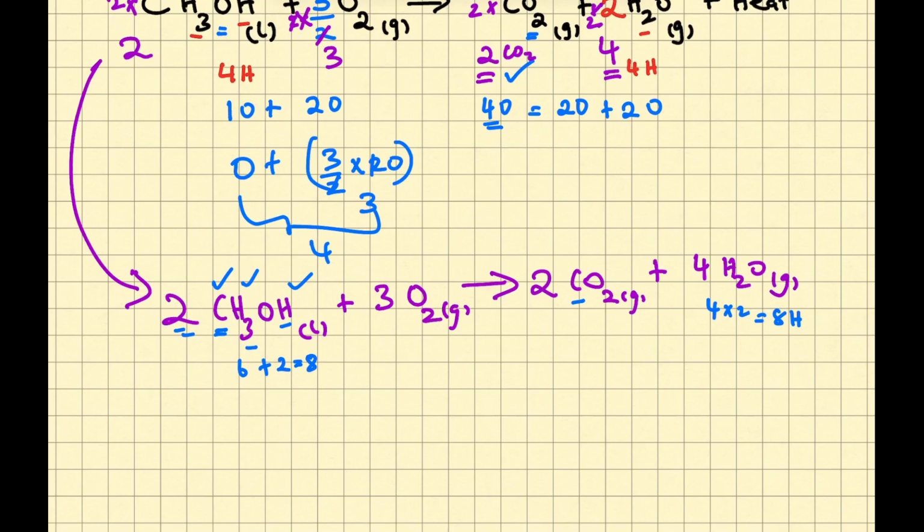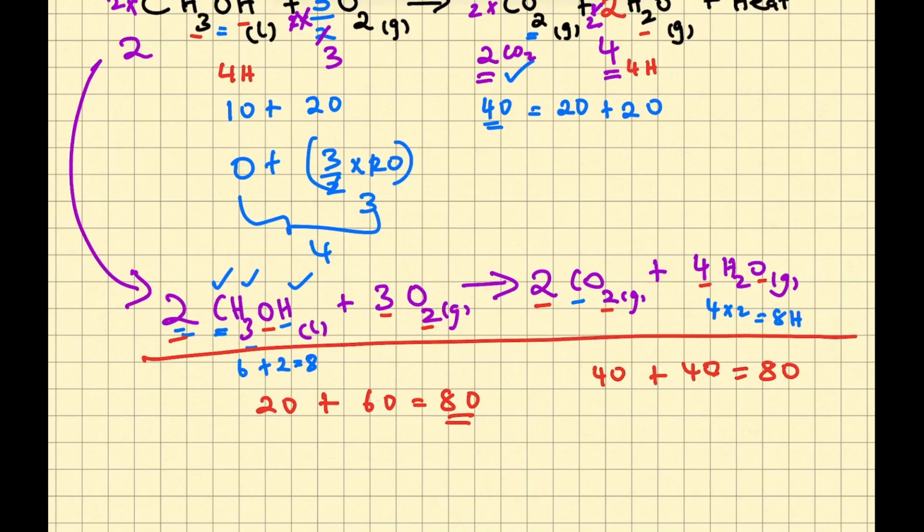The last thing now is oxygen. Here we have 2 times 1, that makes 2 oxygen, plus here is 3 times 2, that makes 6 oxygen, which gives you 8 oxygen on the left hand side. Then now let's go to the right hand side. We have 2 oxygen times 2, that makes 4 oxygen, plus here we have 4 oxygen times 1, which gives you 4 oxygen, and that gives you 8 oxygen, which is similar to what we had on the left hand side. And therefore, since all the elements are balanced, now we say this is the balanced equation.